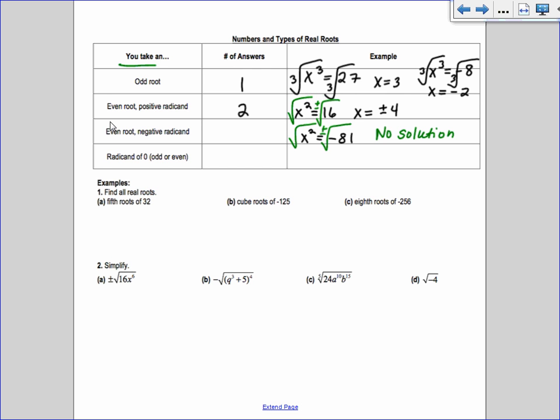Have you guys ever heard of imaginary numbers? We're going to get there, yeah. So that will be very soon. We'll talk about imaginary answers. But right now we have no solution, right?